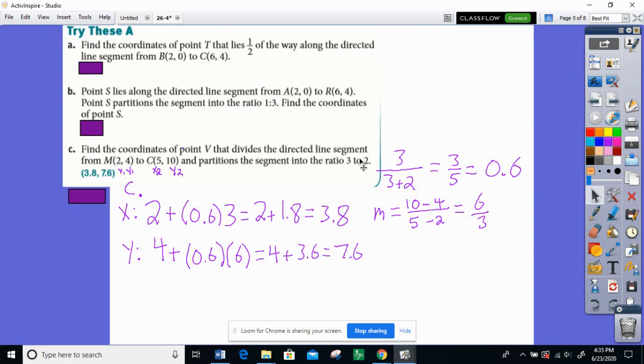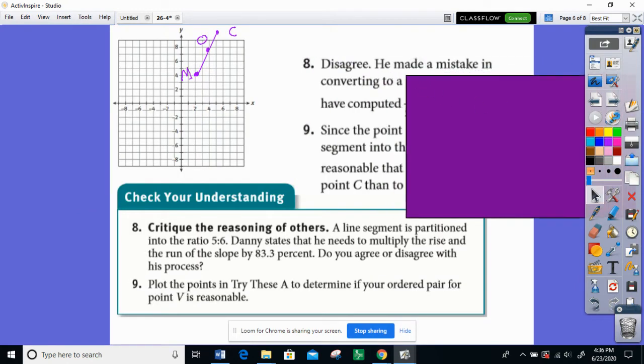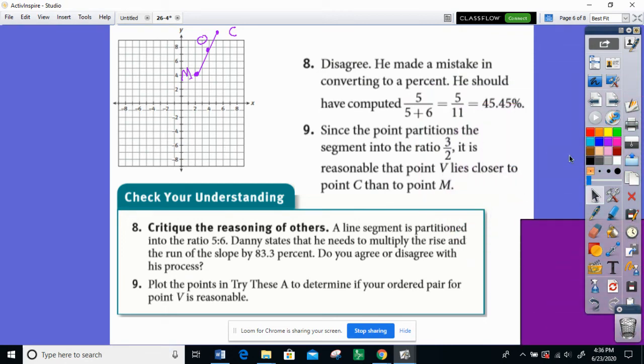But notice that here we didn't just divide 3 by 2. We did 3 divided by the sum of 3 plus 2. That's how we got that percentage that we were going to use. So that's why we have to disagree. He should have instead done 5 over the sum of 5 plus 6, which would give him 5 over 11, or 45.45%.